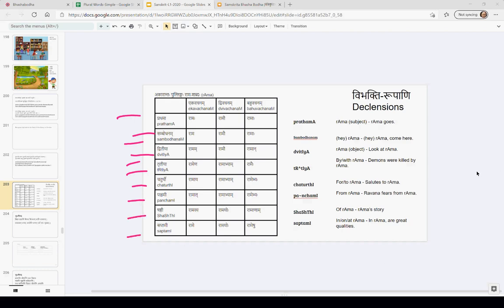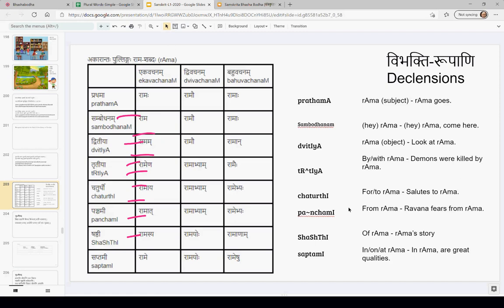Let me try to zoom in. What happened? Fit. Yeah.